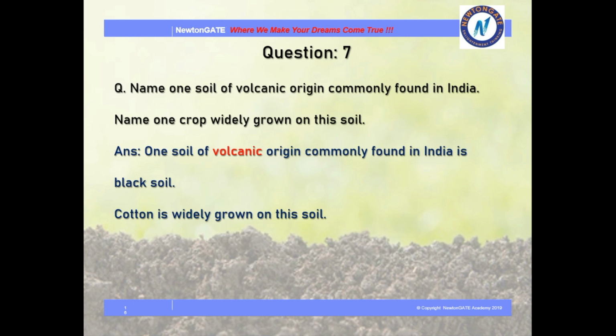The primary rock, that is igneous rock, is predominant in the region of the black soil. So what is the crop that is grown in this soil? That is the cotton. Okay.